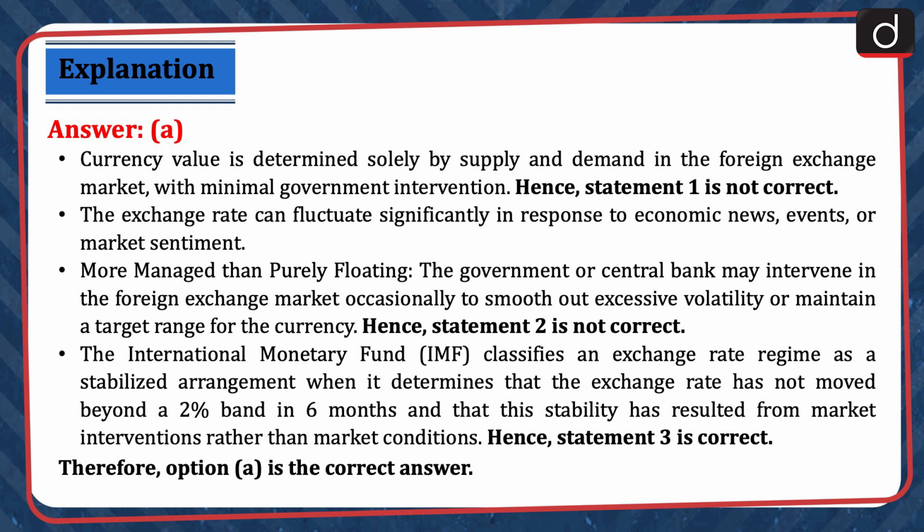The International Monetary Fund classifies an exchange rate regime as a stabilized arrangement when it determines that the exchange rate has not moved beyond a 2% band in 6 months and that this stability has resulted from market interventions rather than market conditions. Hence, statement 3 is correct. Therefore, option A is the correct answer.